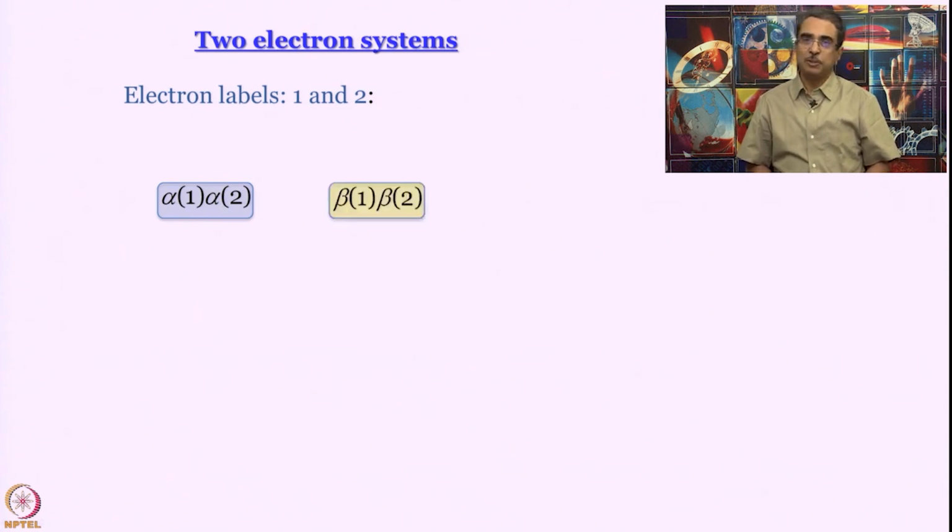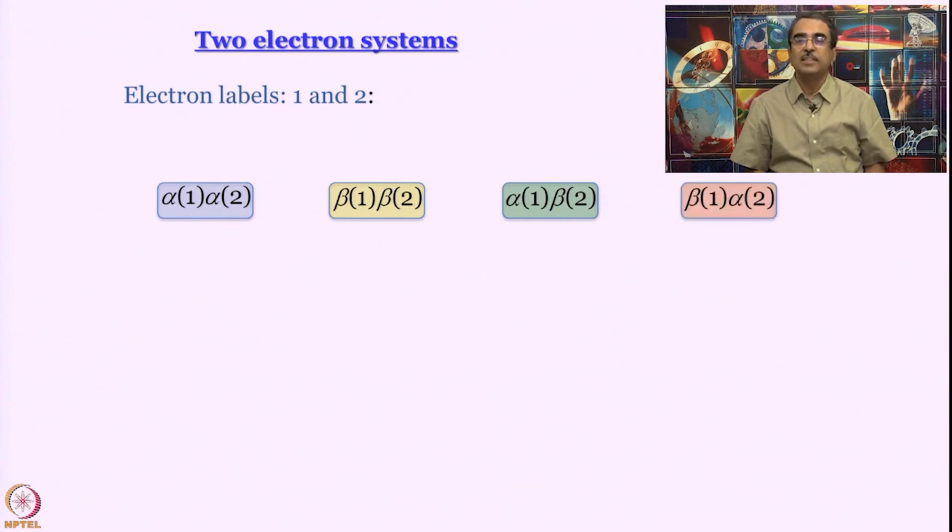Similarly, if both electrons have down spin, wave function would be beta 1 beta 2. The problem arises when you have a situation where one electron has up spin, one electron has down spin. What is the wave function? Well, alpha 1 beta 2, that can be a wave function. Who has told us that it is not beta 1 alpha 2? So, this is the same situation that we encountered few minutes ago when we tried to talk about the spatial part of the excited state of dihydrogen molecule.